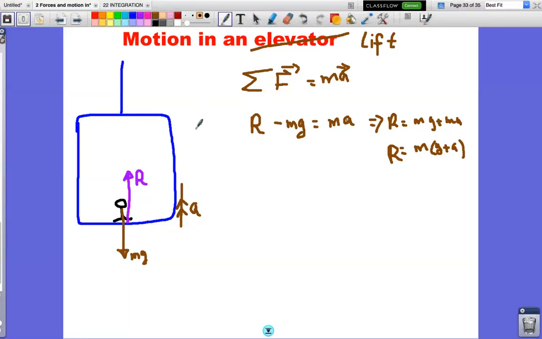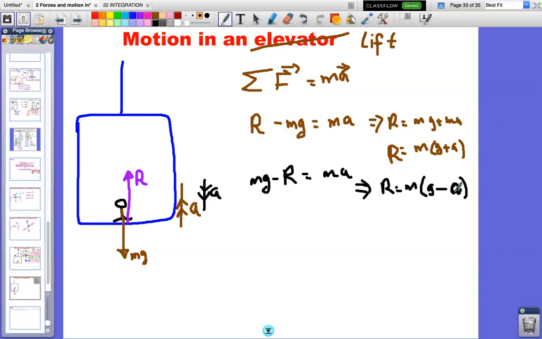Now, if the lift is accelerating downwards, the equation becomes mg minus R equal ma, right? And if the lift is moving at constant velocity, before we look at that, I want to look at these two cases first. So this gives us R equal m into (g minus a).